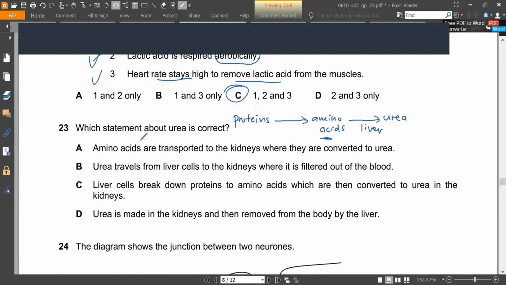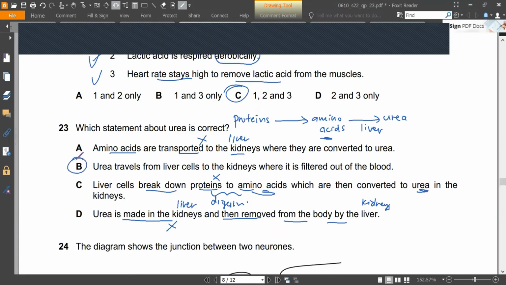So amino acids transported to the kidney? No, amino acids are transported to the liver. Urea made in the kidneys and then removed from the body by the liver? No. Urea is made in the liver and removed from the body by the kidneys. Liver breaks down proteins to amino acids? No, the liver converts amino acids into urea. Proteins to amino acids is done by the digestive system. So the answer will be B: urea travels from liver cells to the kidneys where it is filtered out of the blood. This is the correct answer.